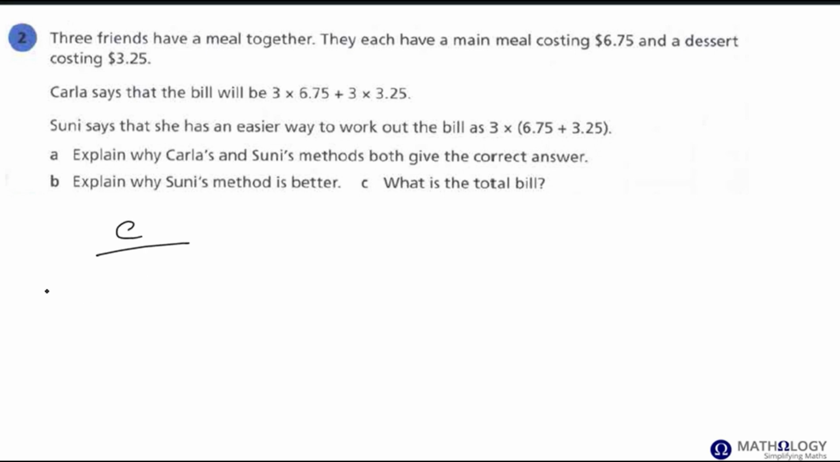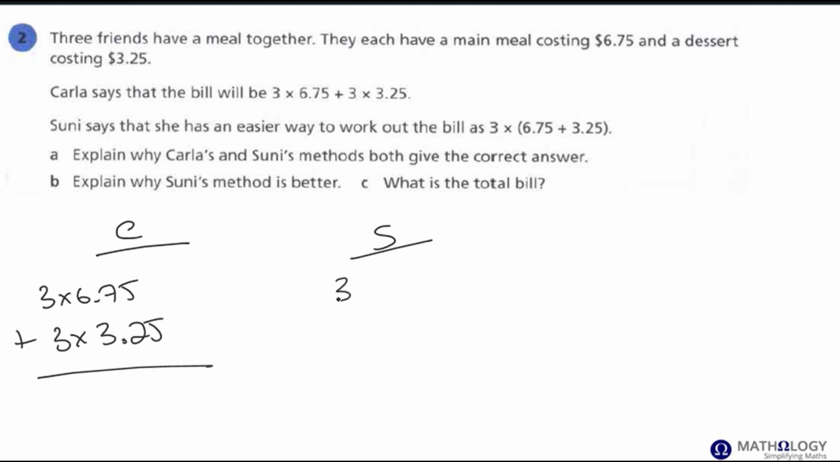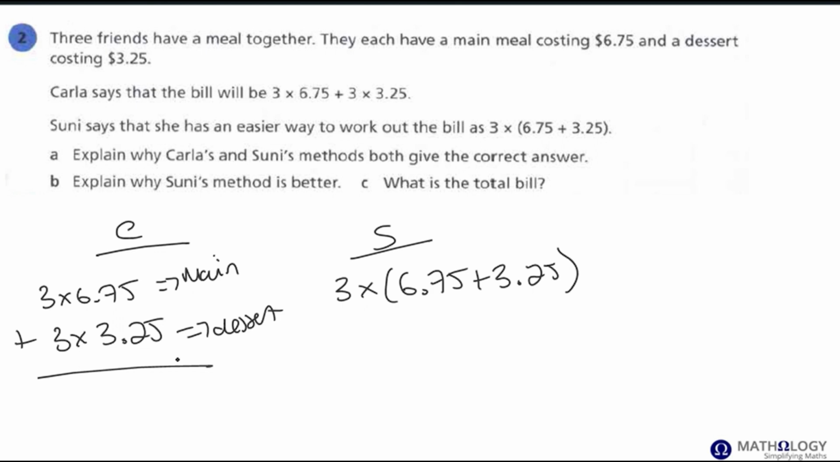Okay, so Carla says we're going to take 3 times 675 and add it to 3 times 325. Suni says we're going to take 3 times 675 plus 325. Okay, well, let's have a look at Carla's method. The main meal is 675, and there are 3 friends, and they each pay the same. So 3 times 675 will cover the main meal. And then they each have a dessert costing 325. So the 3 of them, 325 times 3 is the dessert. And then they add it and they get the total.